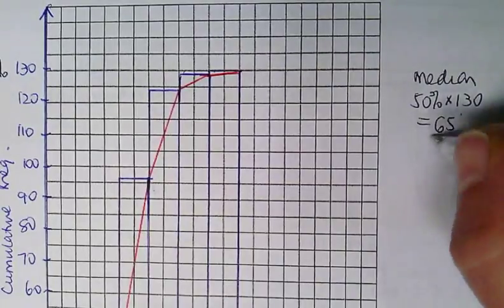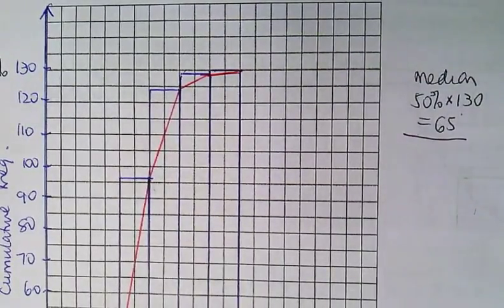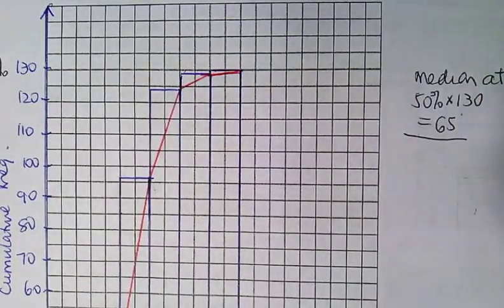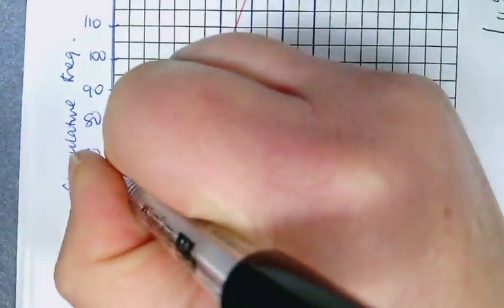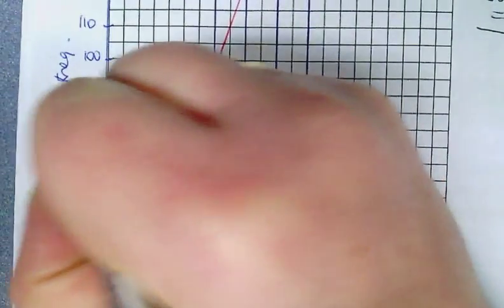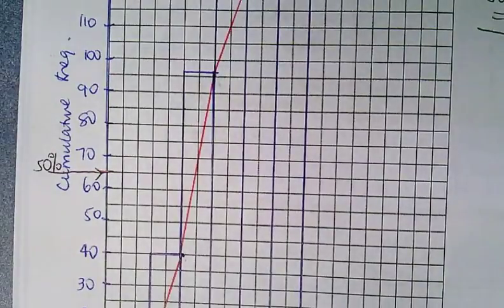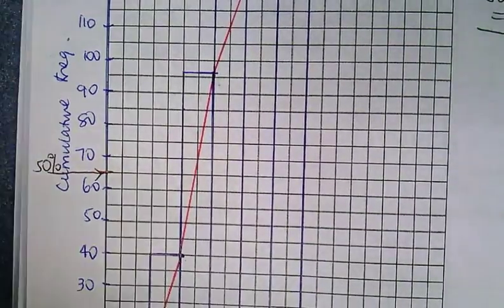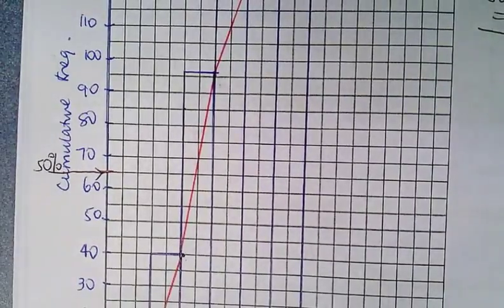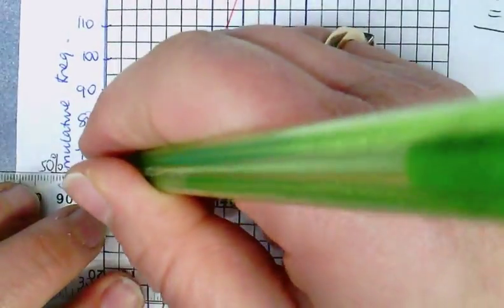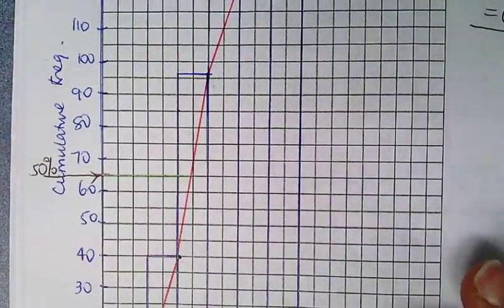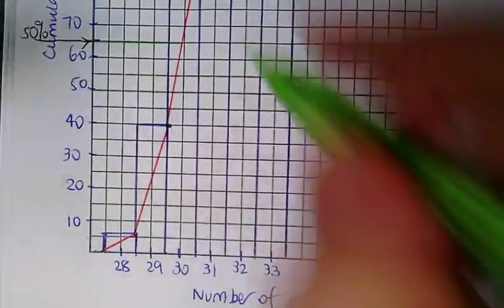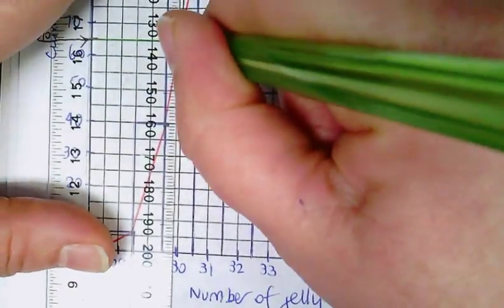So for my median, I need to work out 50% or half of 130, which is 65. So I've got to come across at 65, come down and read. I'm just going to put the median is at 65. So that's where the 50% is. So come across at 65 here. I'm just going to put that this is my 50%. My 50% mark is at 65. And I'm going to come across there. I might use the green. Come across at 65 and hit the ogive, which is red, and come down and read off your score.